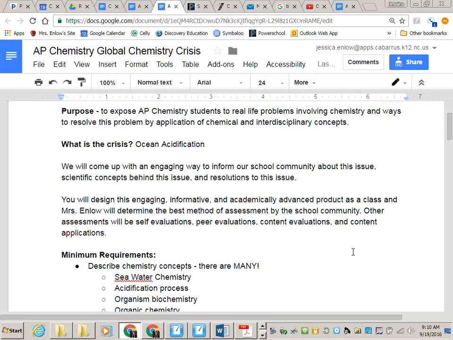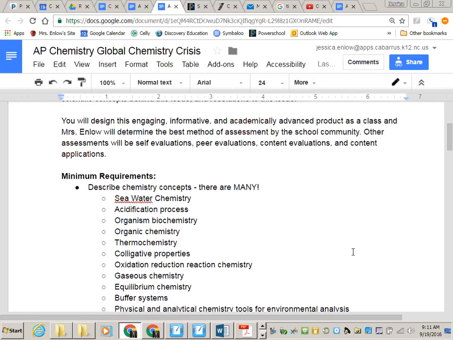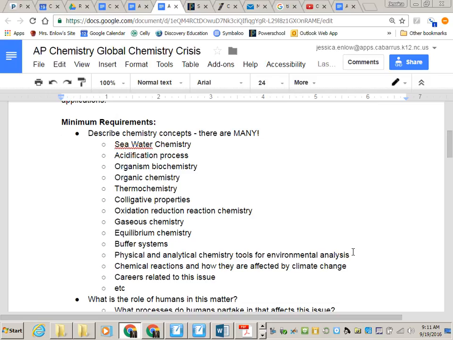18 including me. I have a collaborator at UNC Charlotte, now 2 of them. One's an environmental chemist and one's a biology professor. So I've got 2 outside of the school community members involved, and so we're gonna make this happen. We're gonna design an informative, academically advanced, and engaging way to share our ideas and our research. Here are the minimum requirements.